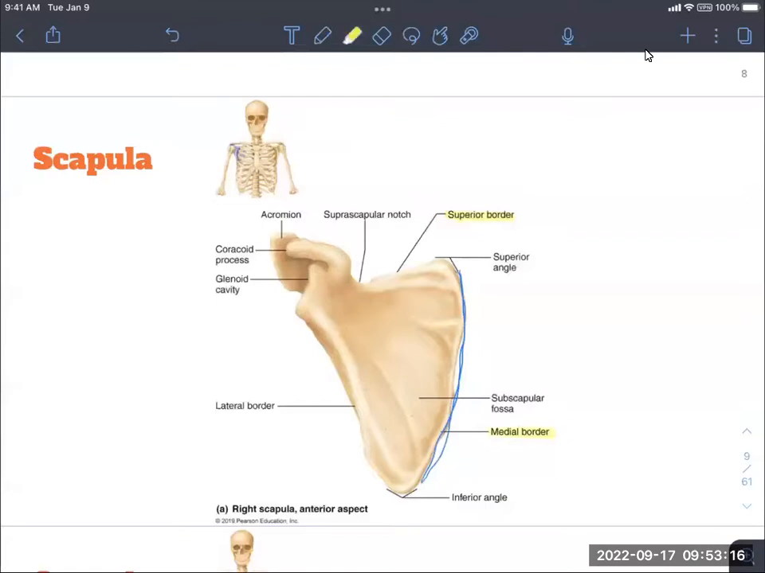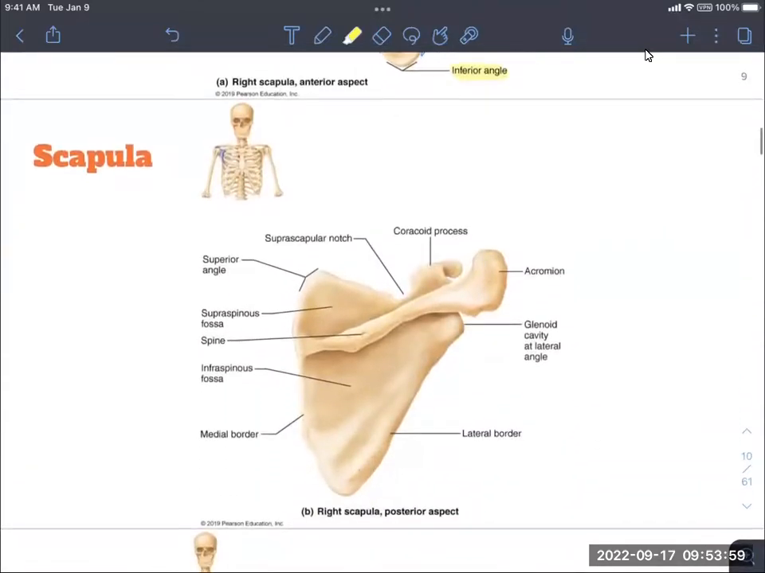Then we have our lateral border. This is the lateral border here, what faces out to the outside, closer to your arm. We have those 3 angles, the superior angle, the inferior angle, then we have this glenoid cavity. In this glenoid cavity, this is where your arm attaches and makes your shoulder joint. We have the acromion and the coracoid process.